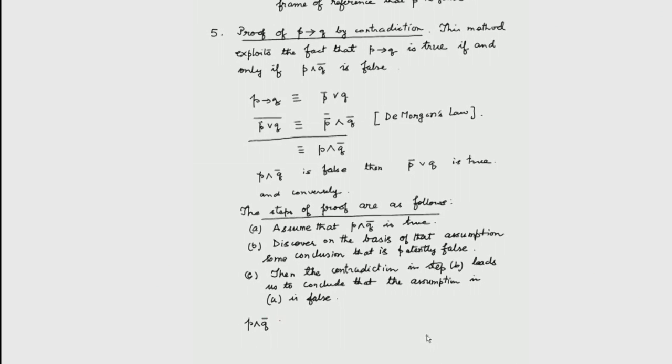In step A, we assumed that P and negation of Q is true. So, that means that P and negation of Q is false. This will imply that the negation of P and negation of Q, which is negation of P or Q, which is in turn equivalent to P implies Q, is true. This is what is known as the proof by contradiction.